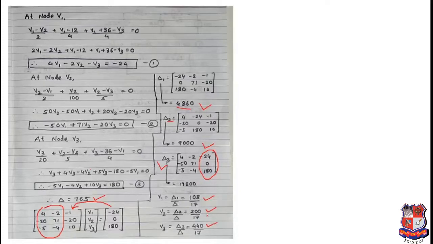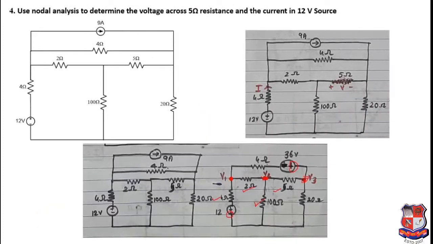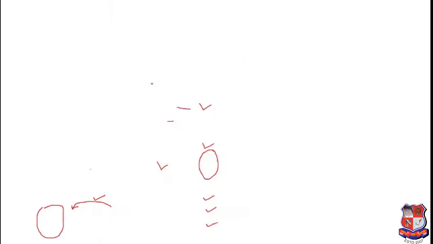Okay. So we have found V1, V2 and V3, and if you see the original circuit, we were to find the voltage across 5 ohms. To find the voltage across 5 ohms, we must know V2 and we must also know V3. Yes or no? And to find the current in the 12 volt source, we should know V1 also. So that's why we found all the elements.